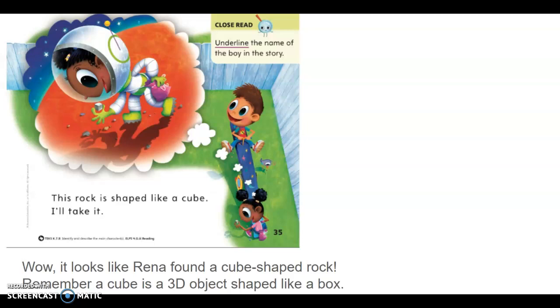This rock is shaped like a cube. I'll take it. So Rena isn't actually on Mars. She's using her imagination and imagining that she found a rock shaped like a cube. And we learned yesterday that a cube is a 3D object shaped like a box or a dice, if you think about it.